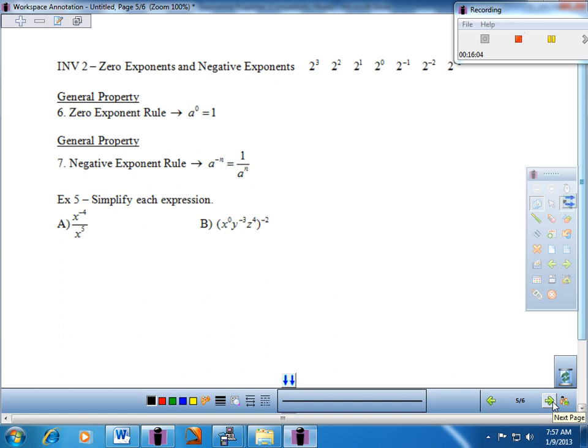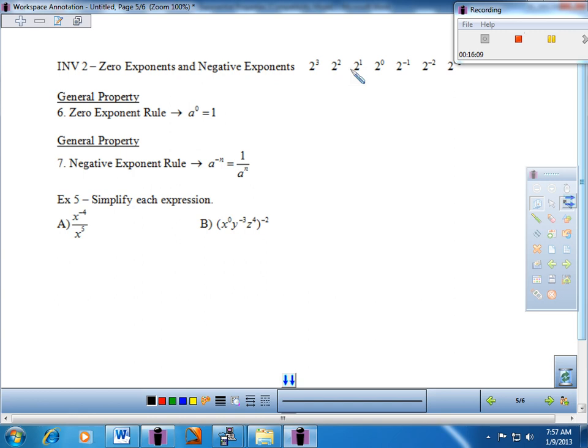So let's do the second investigation. This is going to be coming up with our 0 exponents and our negative exponents. I kept everything just in a nice power of 2. I could do this pattern in any base. I think 2 just works out very nicely, that's all. But if you want to repeat this process on your own, pick a different base, it works out just fine.